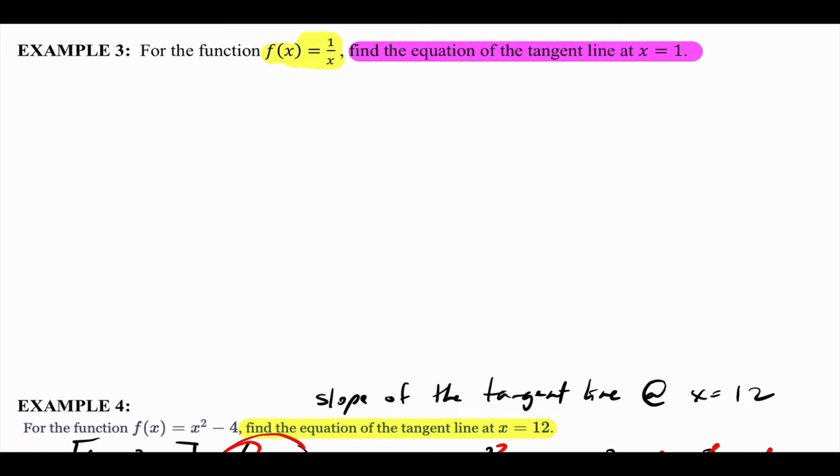So right here, that means derivative. Slope of the tangent line, equation of the tangent line, anything like that means your first step is always going to be the derivative. If you don't have the derivative, find it. So that's the first thing we've got to do.